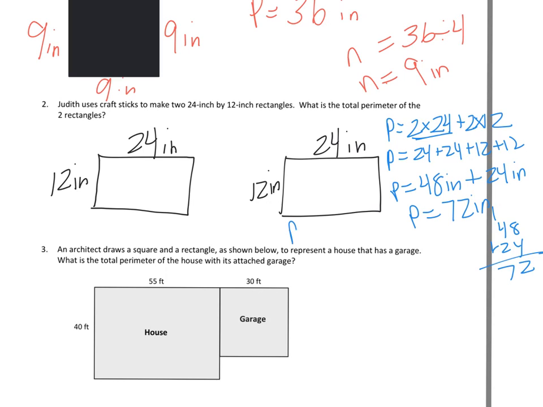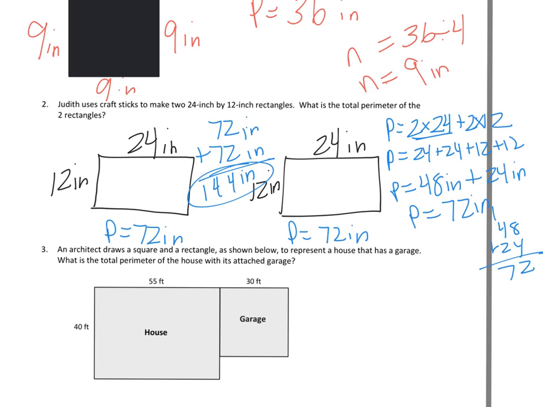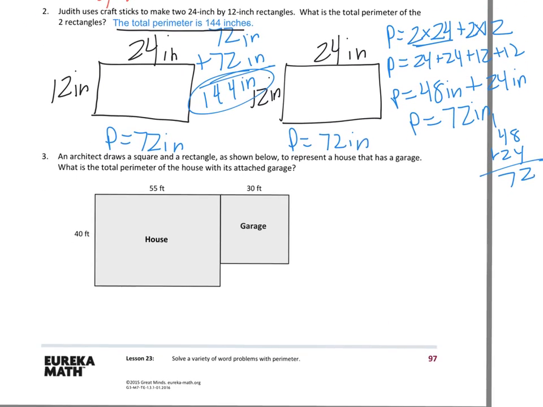Now, that's the perimeter of each. But they want to know the total perimeter of the 2 rectangles, so I'm going to add those 2 together. Or I could multiply them by 2, depending on which way you want to go with it. So I get 144 inches. The last thing I need is my answer statement. And there's my answer statement right there at the top. The total perimeter is 144 inches. Let's glance down to 3.